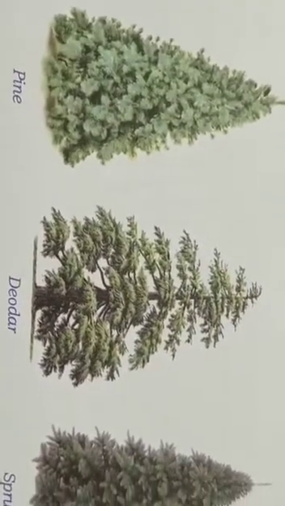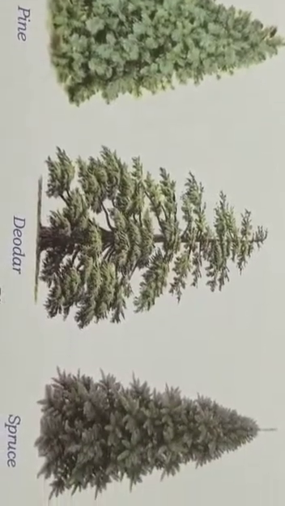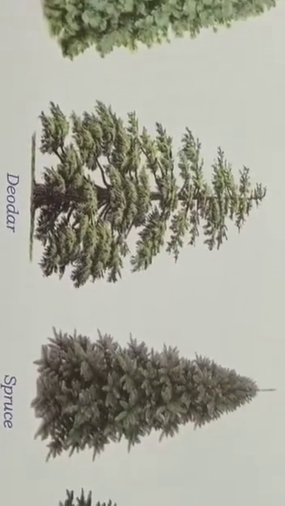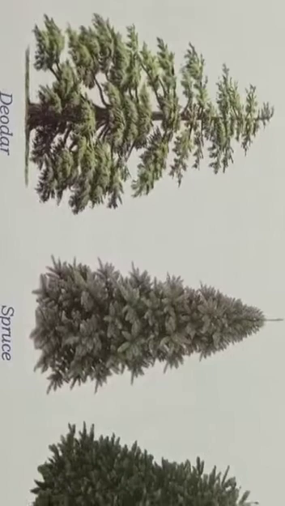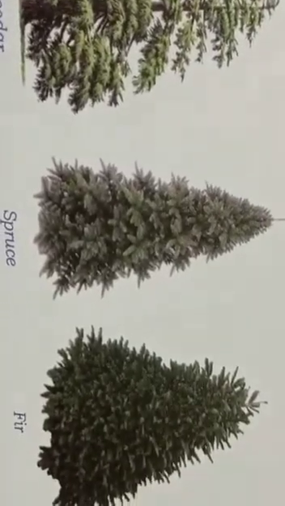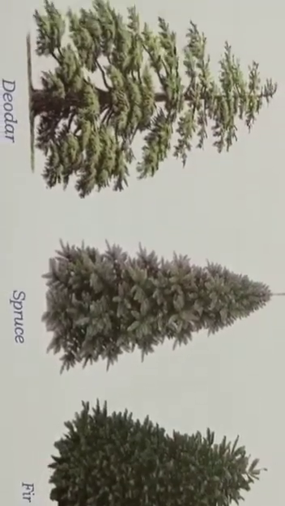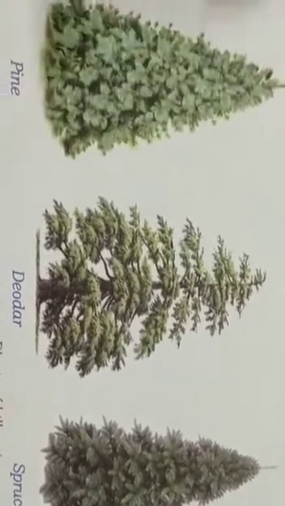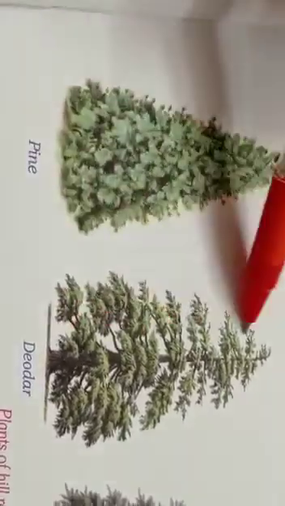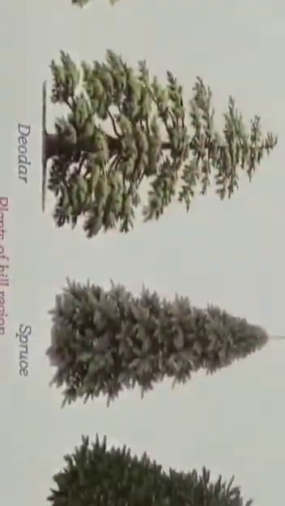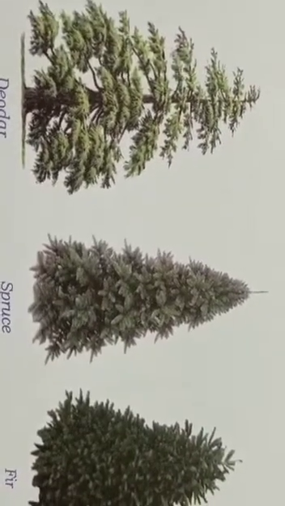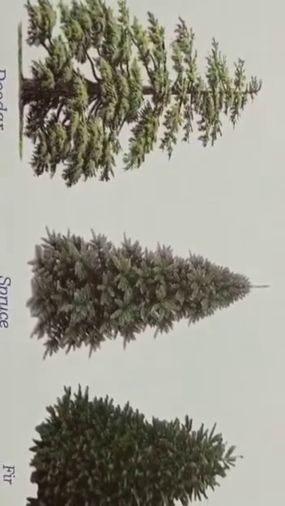So first one is plants of hilly or mountain regions. These plants are generally tall and thin. In this picture you can clearly see these plants are tall. This feature helps them in trapping the sunlight.